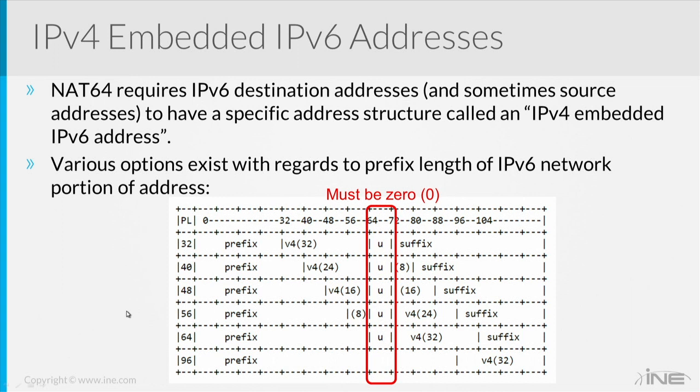And this is saying, okay, if you're going to be creating embedded IPv4 addresses, it's got to follow these rules right here. And it all depends on the length of the IPv6 prefix as to where the IPv4 address will go after that. As you can see, it's probably easiest to have a 64-bit prefix, where you've got your 64-bit prefix, 8 bits of zeros, your 32-bit IPv4 address goes immediately after that, and then you've got your suffix.